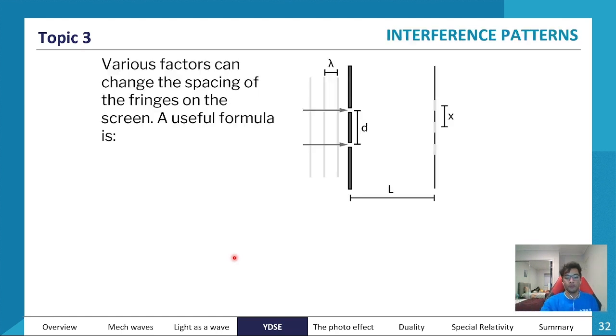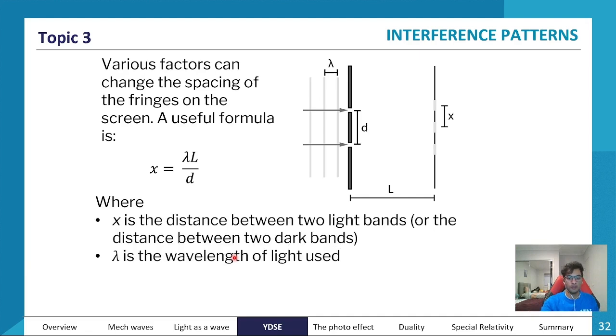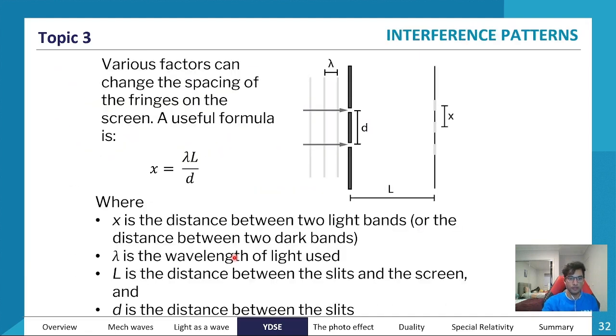was that you can get this formula, where x is equal to wavelength times length divided by distance. Wavelength is the wavelength of light, distance is the gap between the two slits, and length is the distance from the apparatus to the wall. All of this will give you a distance of x, which is basically the distance between two light bands or two dark bands.